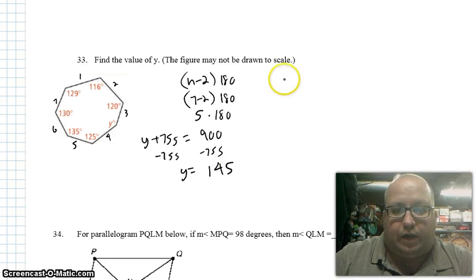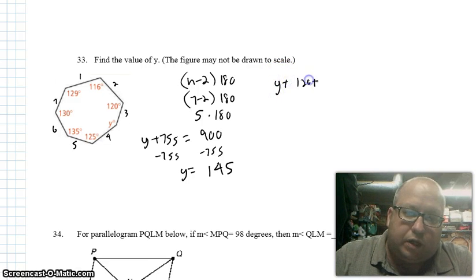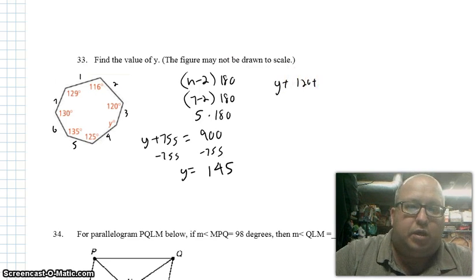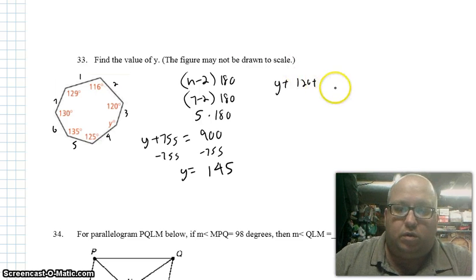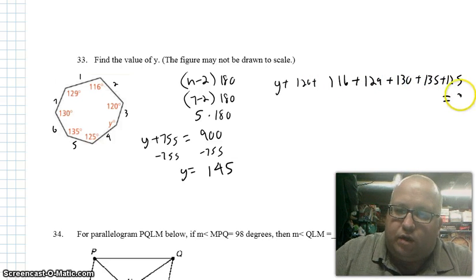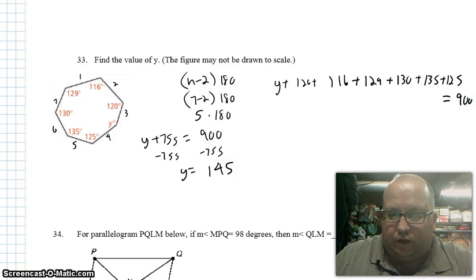And if you wanted to write all that out, you could. I don't know why you'd want to, but it'd go y plus 120 plus 116 plus 116 plus 129 plus 130 plus 135 plus 125 equals 900. If you want to write all that out, you could, but it's just easy to do it on the calculator.